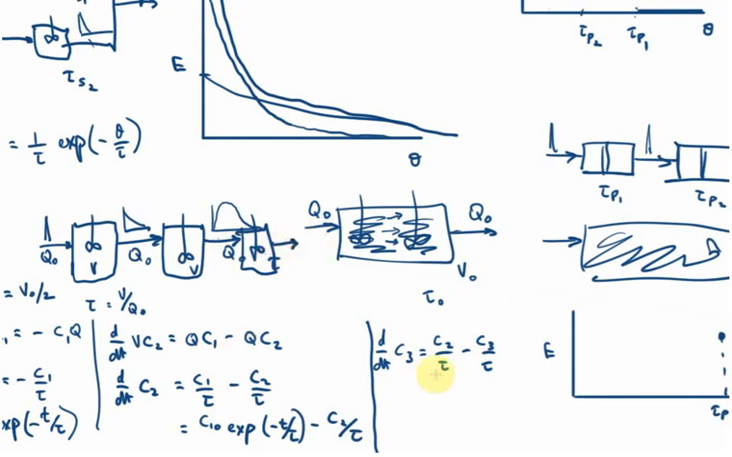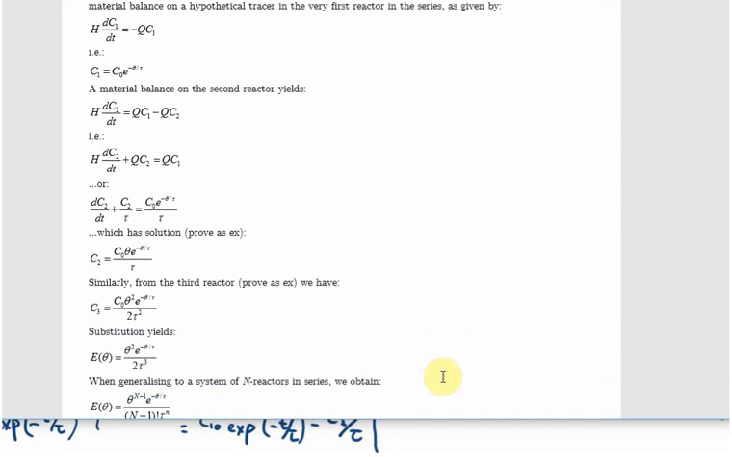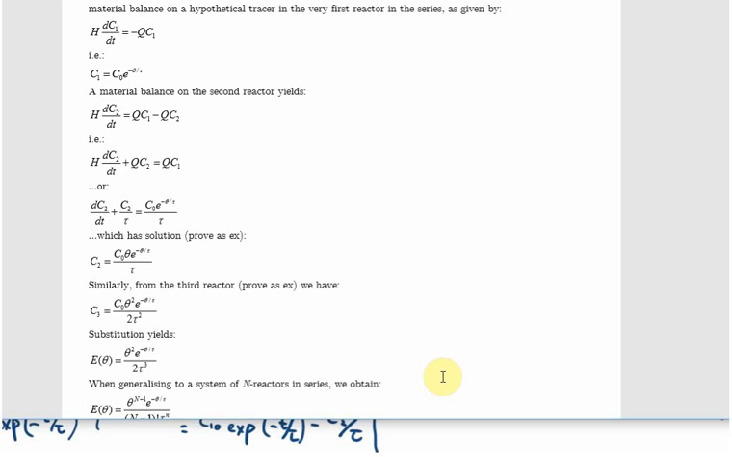So we can write a similar balance here, and then C2, we have this explicit function here, so we would end up with the same setup, dC3/dt plus C3 over tau equals, and then now instead of C naught e to the minus theta over tau, we would have C naught theta e to the minus theta over tau. And so the solution to that looks like this. So for 3 tanks in series, that's the solution you get.